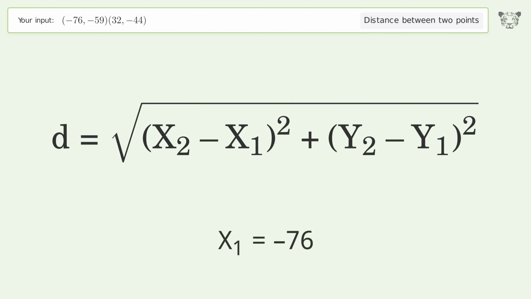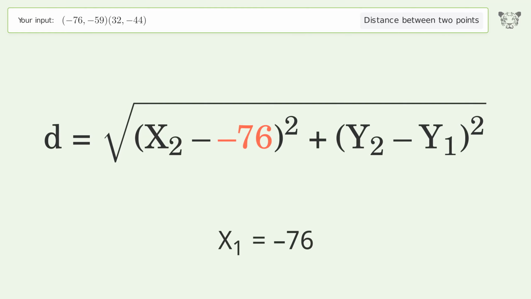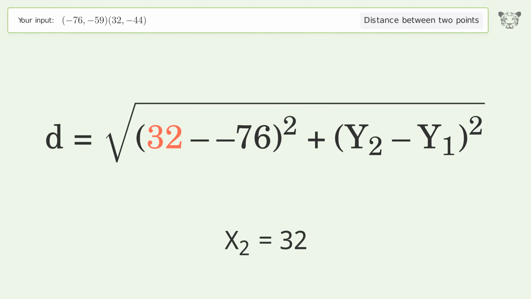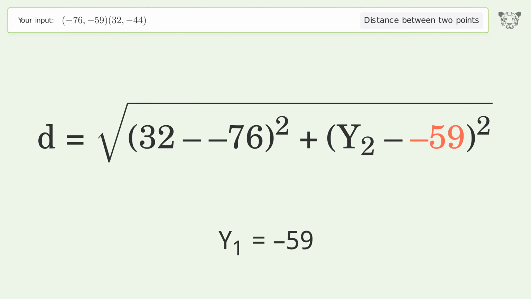x1 equals -76. x2 equals 32. y1 equals -59. y2 equals -44.